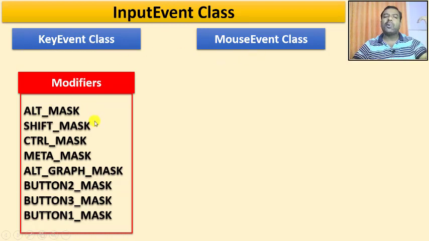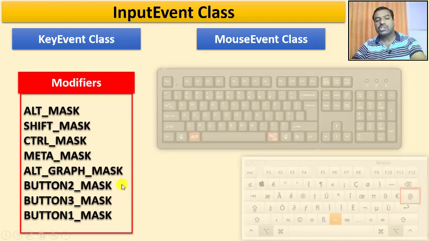class, we should talk about the modifiers, because a keyboard contains the Alt key, the Shift key, the Control key, the Meta, the Alt Graph Mask key, and if you talk about the mouse, we'll be having button 1, button 2, button 3 on your mouse. We're going to have 3 buttons on the mouse. And so these are the few modifiers which you should talk about.